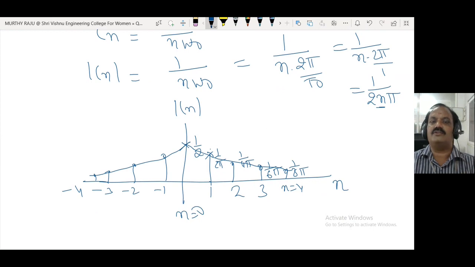See that, the magnitude plot of that waveform. With this, the analysis is completed.